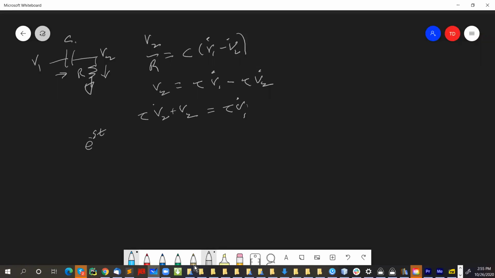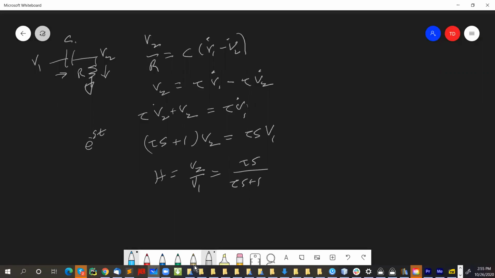Okay, so now let's plug in e to the st. So we'll use Heaviside's method here. We'll just plug in e to the st. And so then we get tau s plus 1 times V2 equals tau s V1. We put an s here because of the derivative. So now we compute H, which is equal to V2 over V1. That's equal to tau s over tau s plus 1. That's it. That's the transfer function.